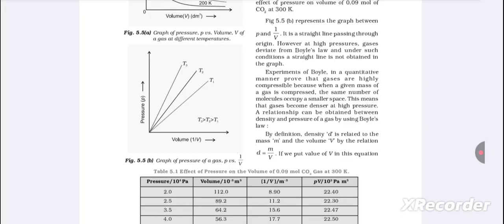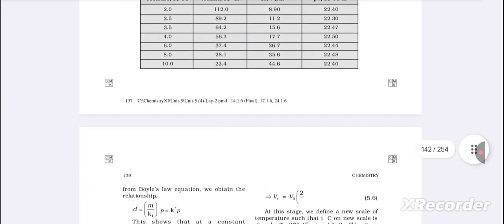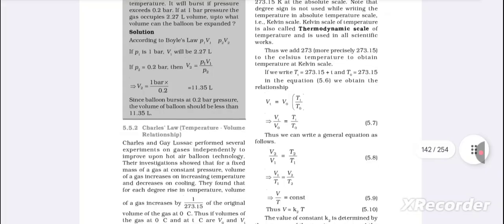A relationship can be obtained between density and pressure of a gas by using Boyle's law. By definition, density d is related to mass m and volume V by the relation d equals m by V. If we put the value of V in this equation from Boyle's law equation, we obtain the relationship d equals m by K1 into P equals K dash P. This shows that at constant temperature, pressure is directly proportional to the density of the fixed mass of the gas.